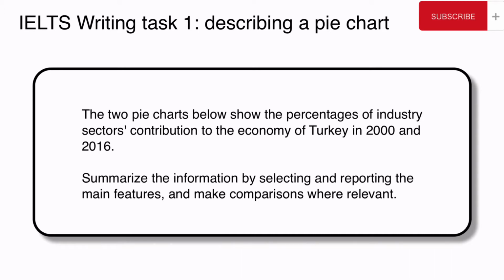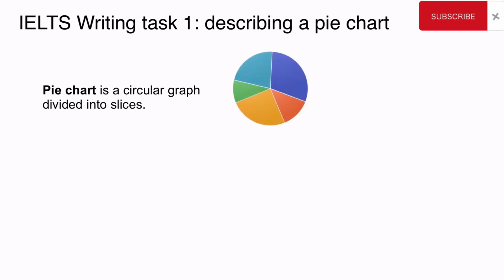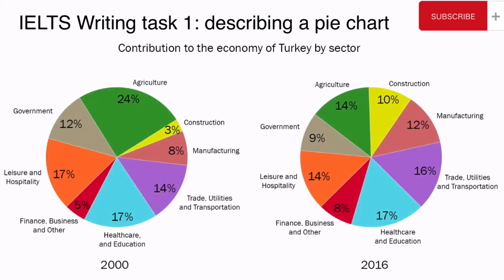Okay, now let's look at the pie chart. As you know, a pie chart is a circular graph divided into slices. Well, it really looks like a pie, so that's where its name came from. Now let's return to our chart. What we can see is that the name of our chart is Contribution to the Economy of Turkey by Sector. We have two pie charts. The first one corresponds to the year 2000, and the second one corresponds to the year 2016.